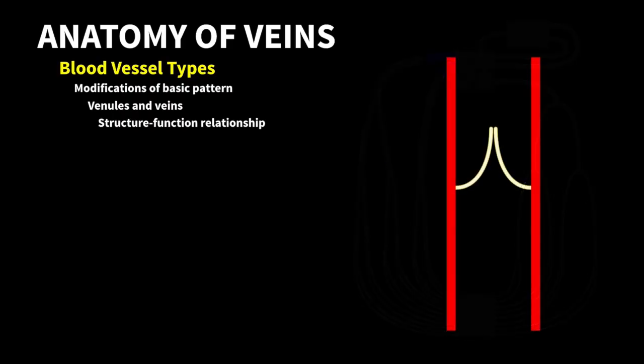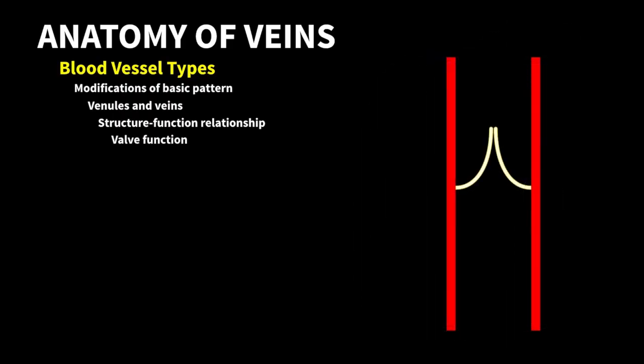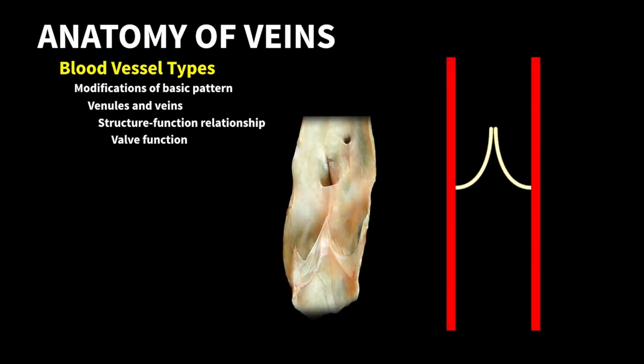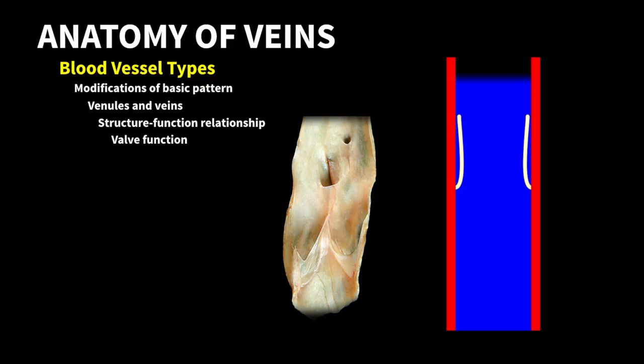Also, the fact that many veins have valves, especially those in the limbs, which in general are working against gravity, helps keep the low-pressure, slow-moving blood from backflowing in the wrong direction. Note how the simple cusp-like valves allow the blood to flow toward the heart, but block backflow away from the heart.